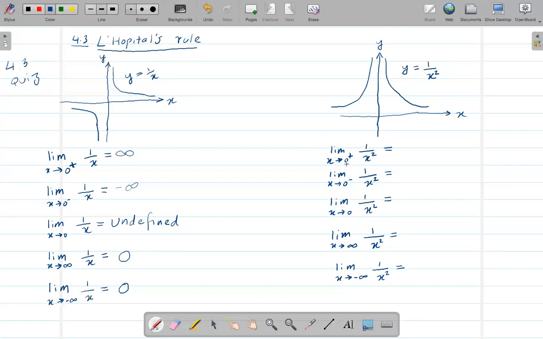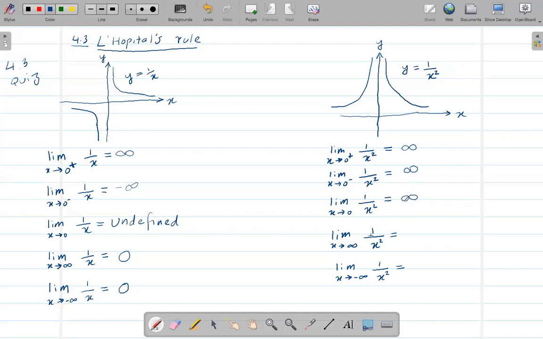Here, x goes to 0. There is a plus on the top, so that means it's approaching from the right. If it's approaching from the right, then it's going towards infinity. If it is approaching from the left, it's also going to infinity. So in this case, the limit as x goes to 0, since these two have the same value, is also infinity, right?